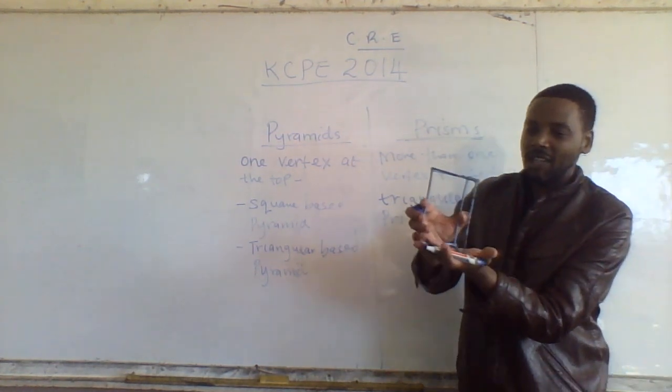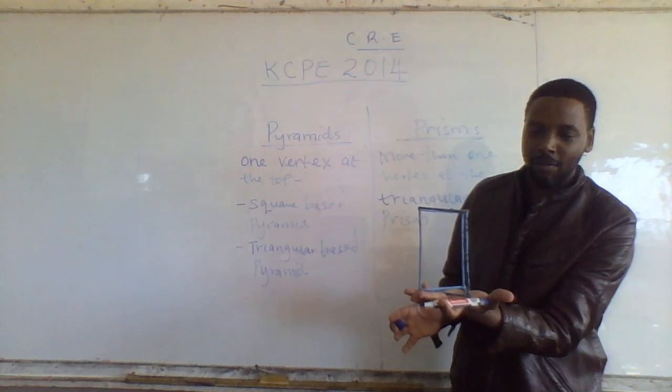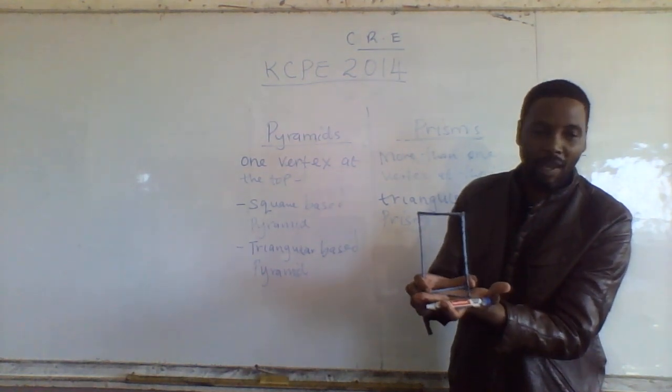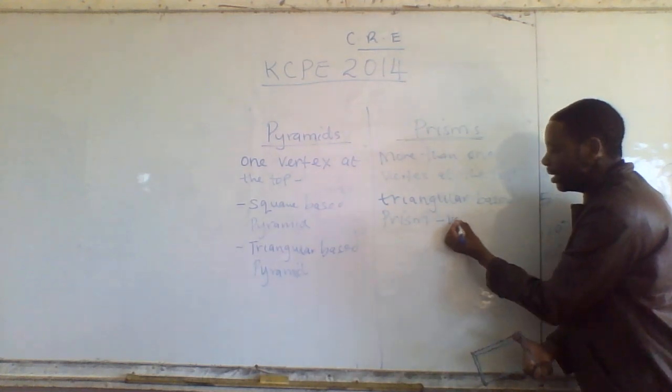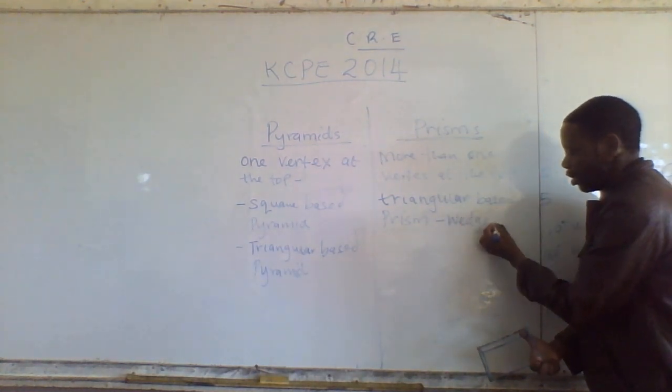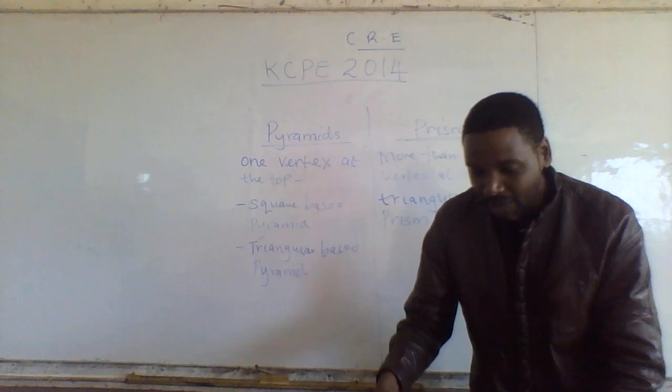So if I turn it like this, this is the bottom and this is the base. The triangular based prism, whose other name is the wedge.